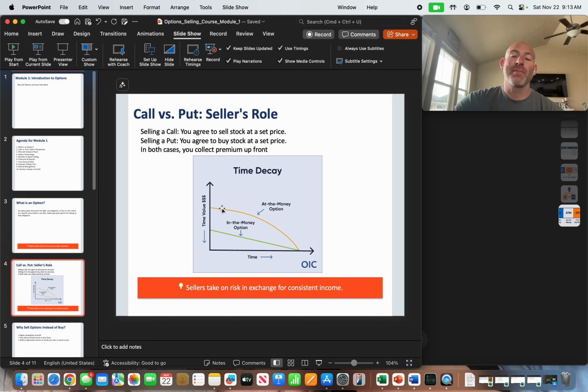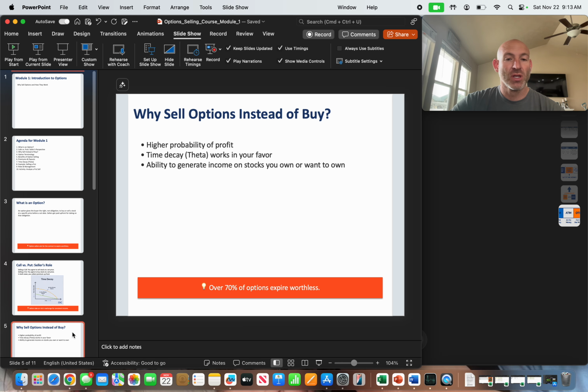Okay, you have this decay that happens in the last 30 days, and I don't want to jump too far ahead because we're going to get into it in the next slide. I just kind of want to show you what this looks like before we actually get to that section.